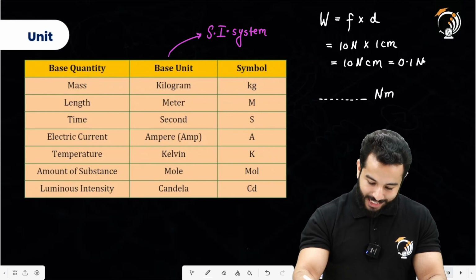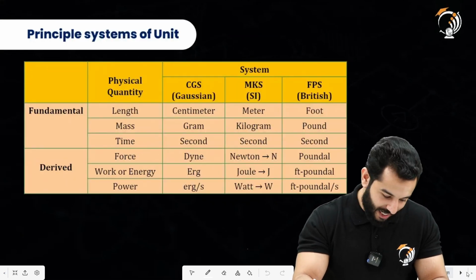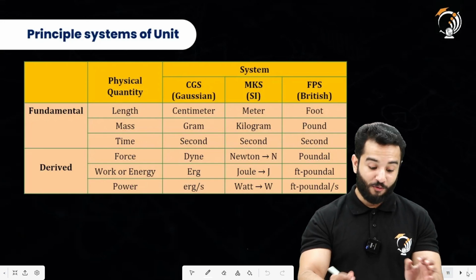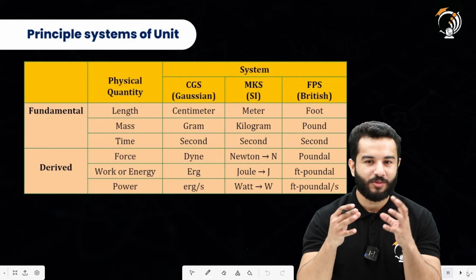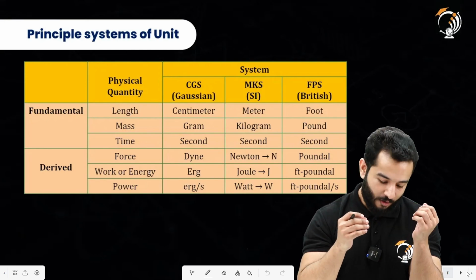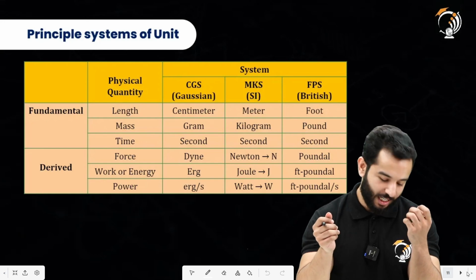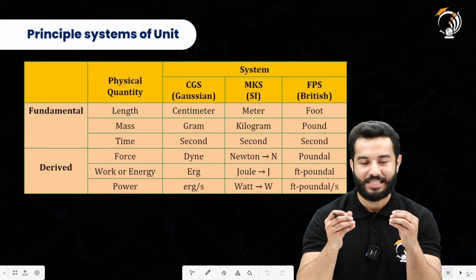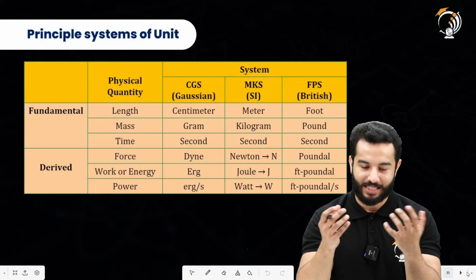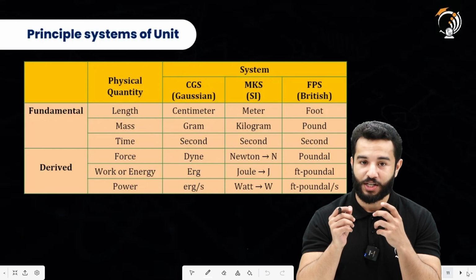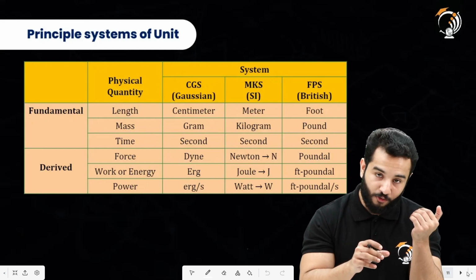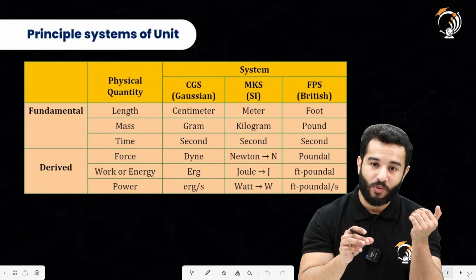All right. With this, let's move to the next slide. What do we have over here? We have got different systems with their names. We have the CGS system, whose other name is Gaussian system. We have the MKS system, which I have already explained, and whose other, more popular name is SI system. And the other one is the FPS system, which is also known as the British system. We have already discussed the first two. Let's discuss the last one, that is FPS.